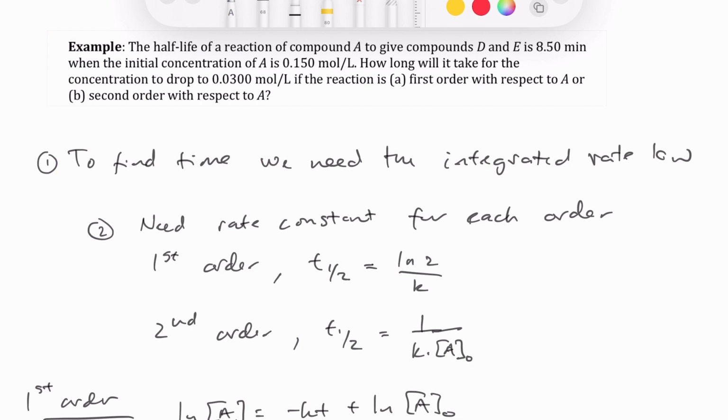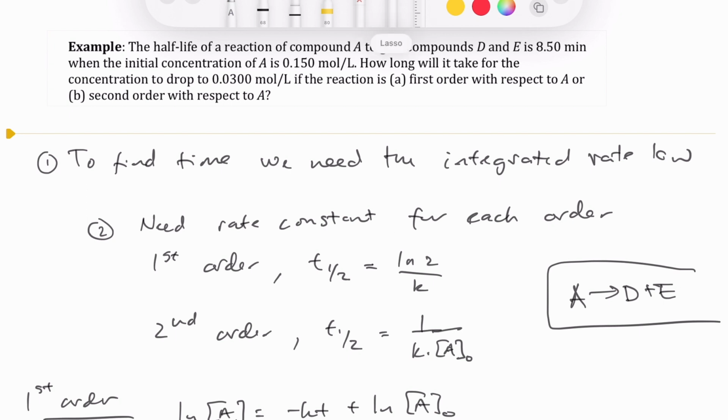It says the half-life of a reaction of compound A to give compounds D and E. The reaction looks something like this: A goes to D plus E. They tell you the half-life is 8.5 minutes when the initial concentration of A is 0.15 molar. How long will it take for the concentration to drop to 0.03 molar? You're asked to consider 2 different situations: if the reaction is 1st order and if the reaction is 2nd order.